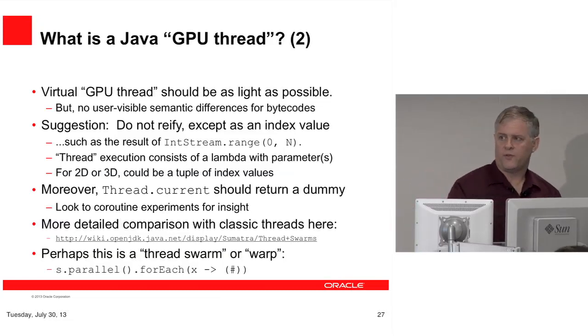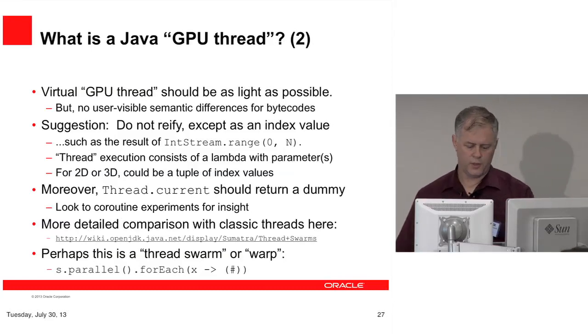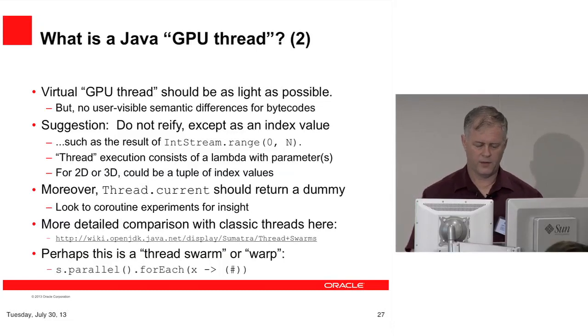So, and then of course, if you've got a mesh, a multidimensional mesh, then your thread ID is, as in HSA, a tuple of index values. All right, there are some more meditations, very idiosyncratic ones, on what thread swarms and warps are like from a JVM-ish point of view on this referenced wiki link. And we're almost done.